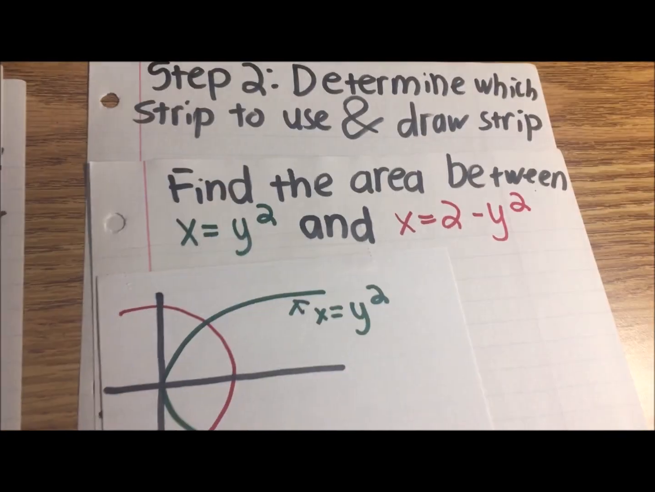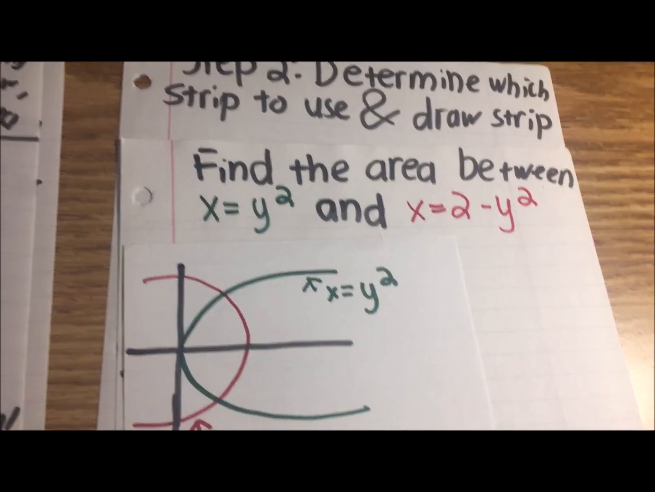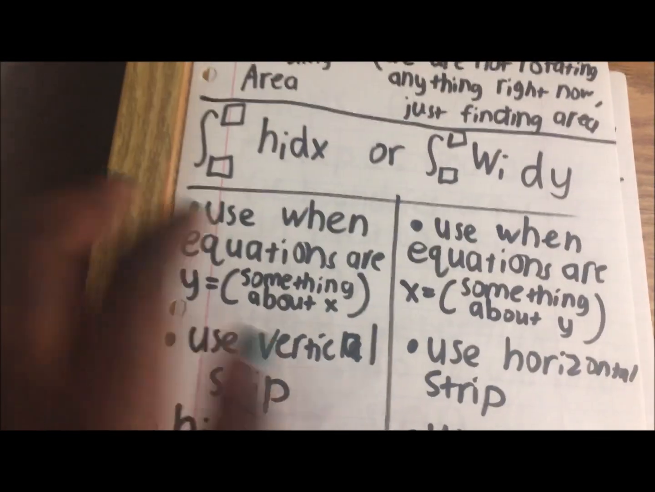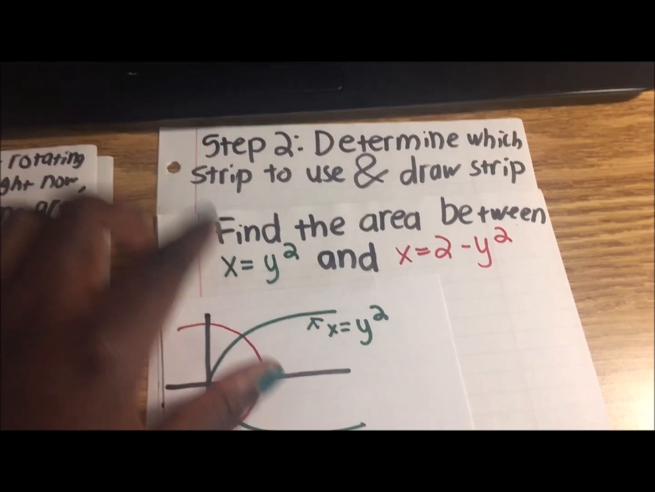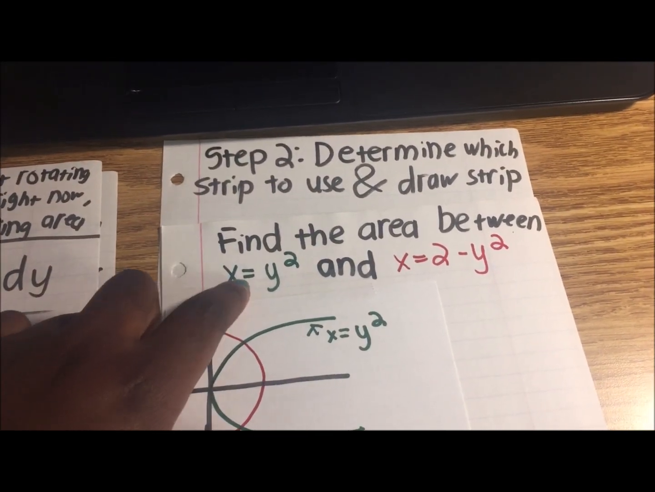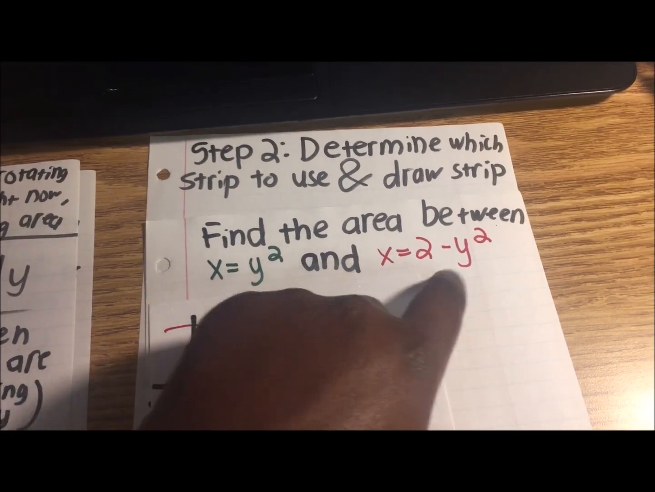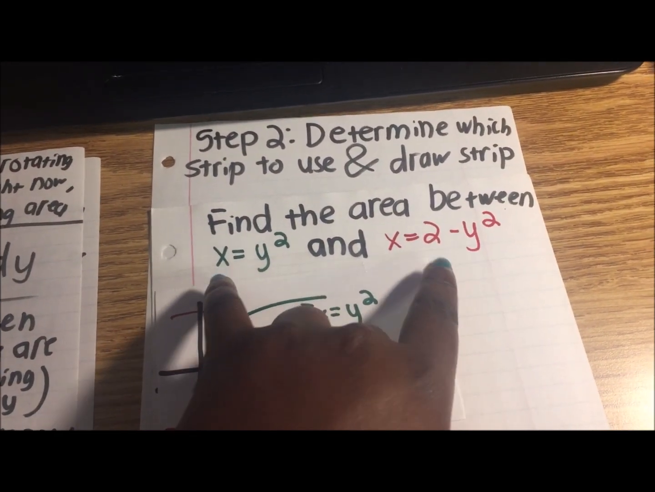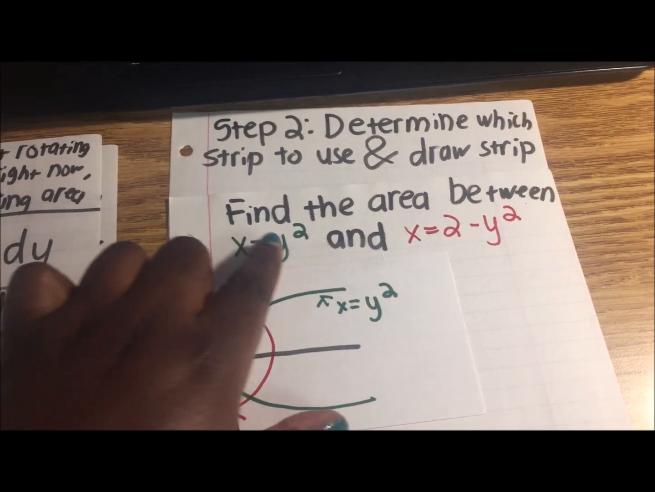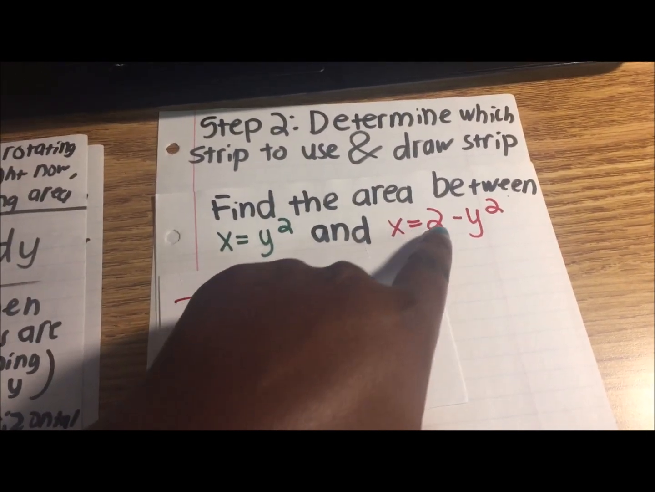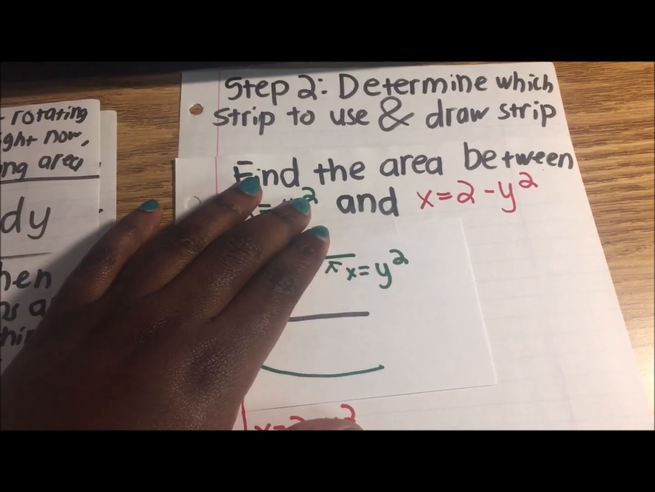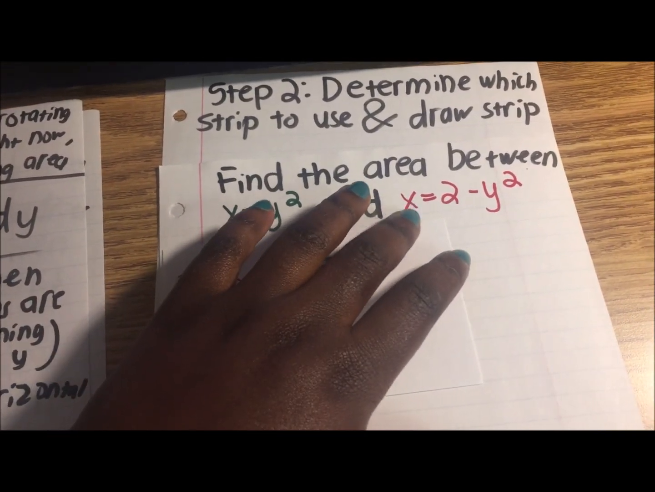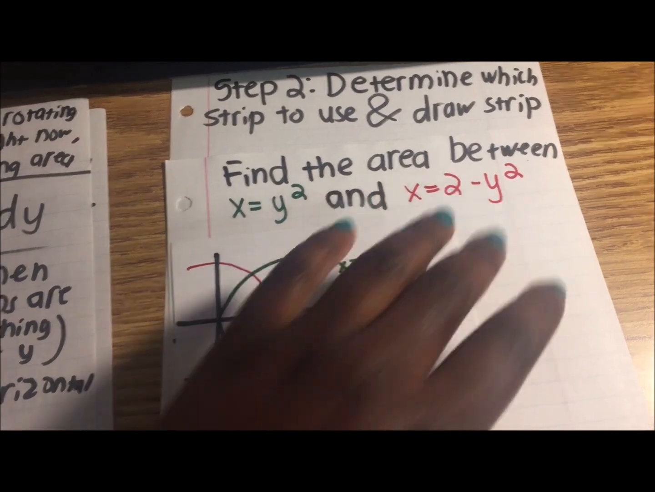We have to determine which strip to use and draw the strip. So if you refer back to the original paper that I used, as you can see in this problem, it's x equals y squared and x equals 2 minus y squared. As you can see, these two equations are x equals something about y. Here it's x equals an equation that includes y, and here it's x equals an equation that includes y.